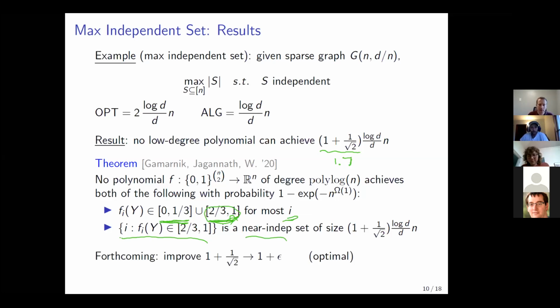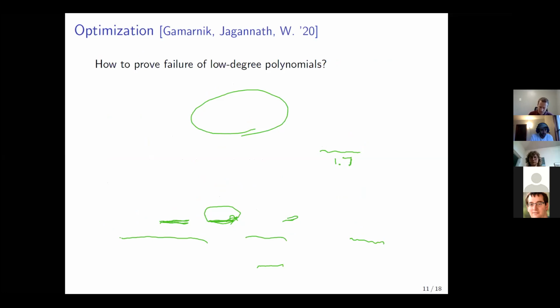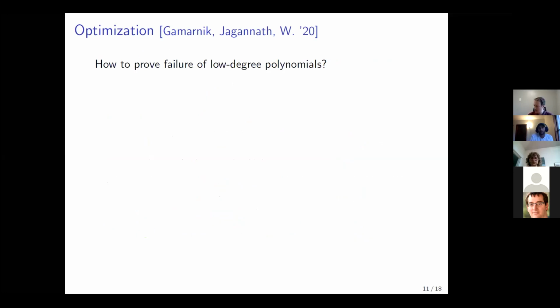And right, you may worry that this is not really the optimal threshold, but in upcoming work, it's actually possible to improve this to the optimal threshold. So now we can really prove that this value alg is achievable by low degree polynomials, and also that low degree polynomials cannot achieve anything larger than this. All right, any questions about this before I tell you how to prove such a thing?